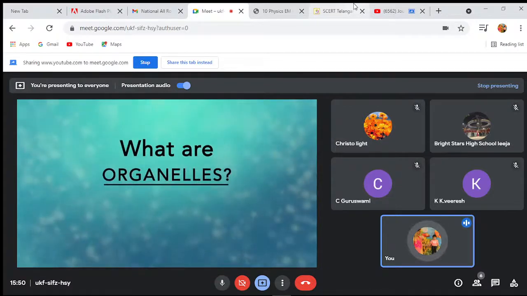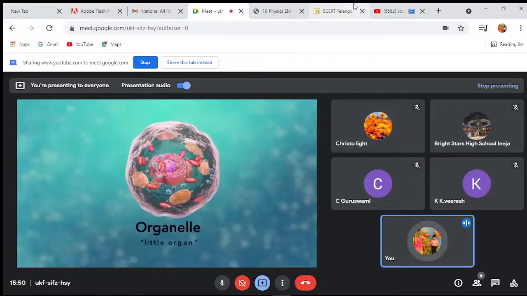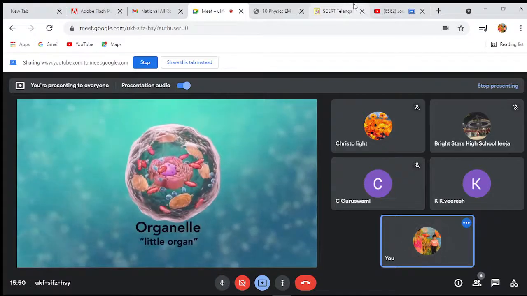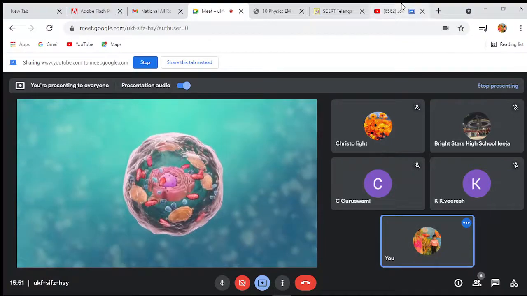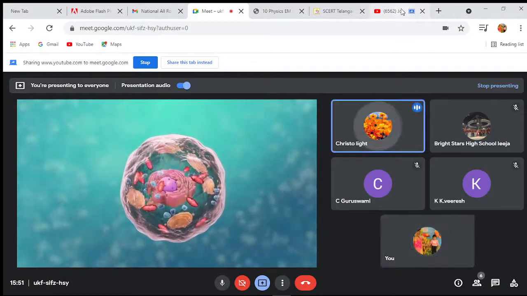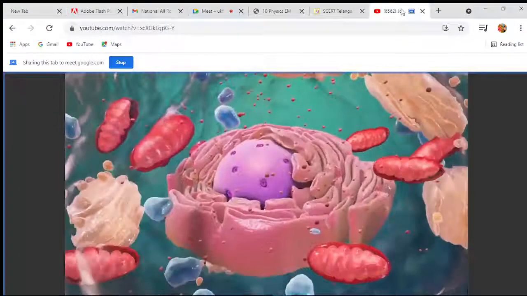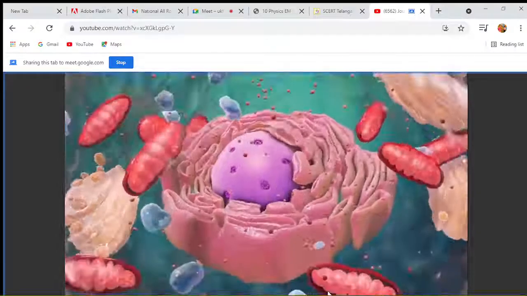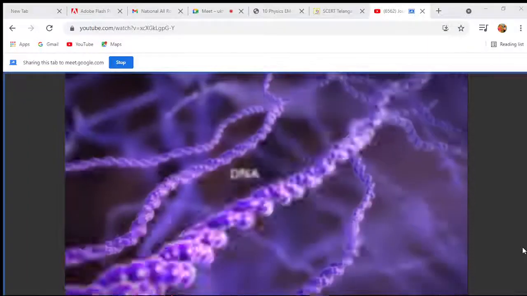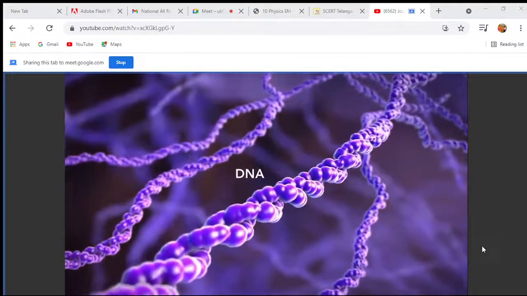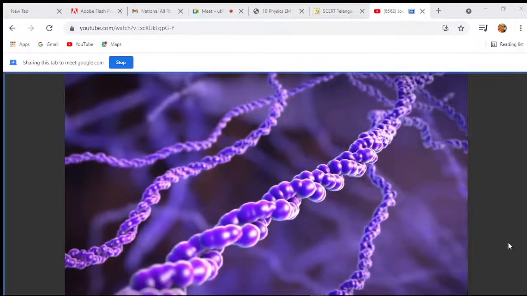So, what are organelles? Organelle means little organ. Organelles are the specialized parts of a cell that have unique jobs. Let's start with the nucleus, the control center of the cell. The nucleus contains DNA, or genetic material. DNA dictates what the cell is going to do.